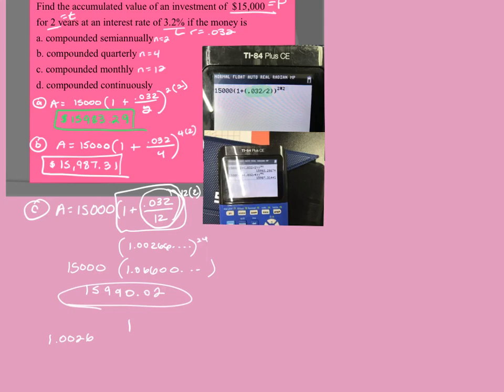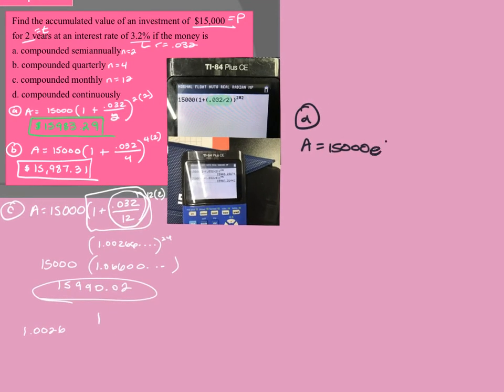Now the last thing, D, is continuously. A equals P, which is 15,000, e to the r, which is 0.032, t, which is 2. And again, I stress this is different on a graphing utility than it is on the scientific one that Lockdown gives you, or on a scientific one like your phone. So on a graphing utility, you could literally type that in. 15,000 e to the 0.032 times 2, all in the exponent, 15,991.39.